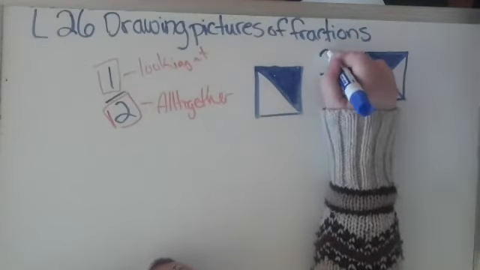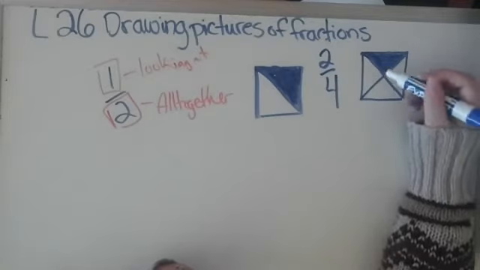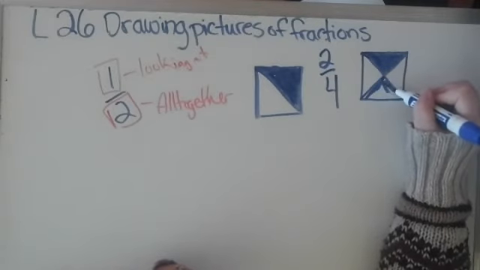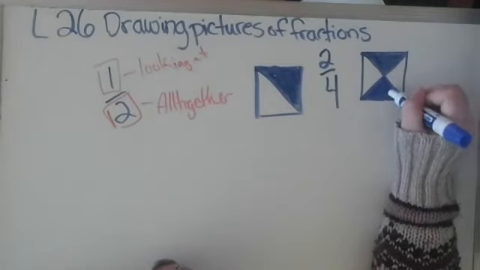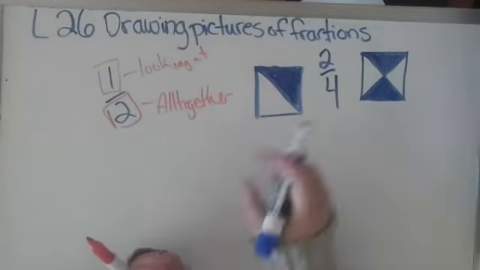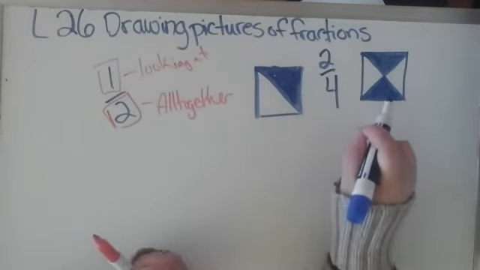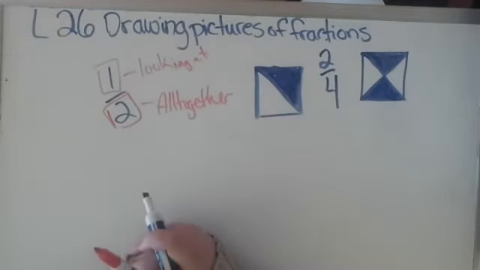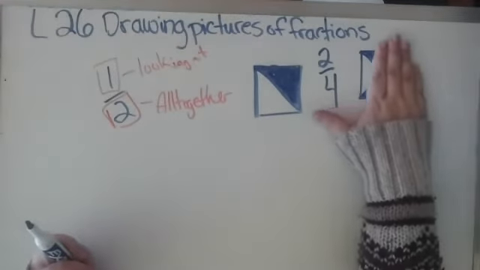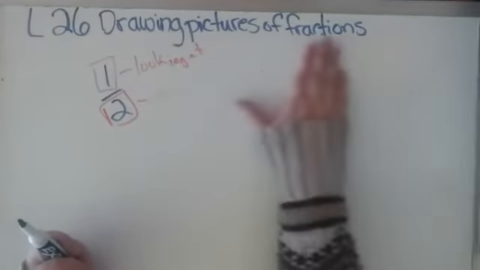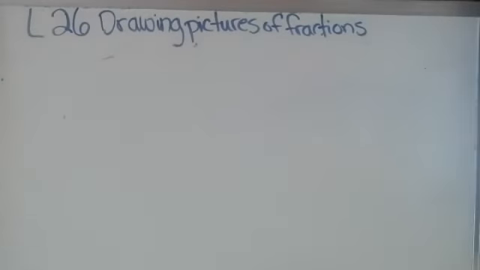If I had 2 quarters, I would have 2 pieces shaded in because I have 2 pieces of 4 that I'm looking at. Okay, let's take a look at some other fractions.